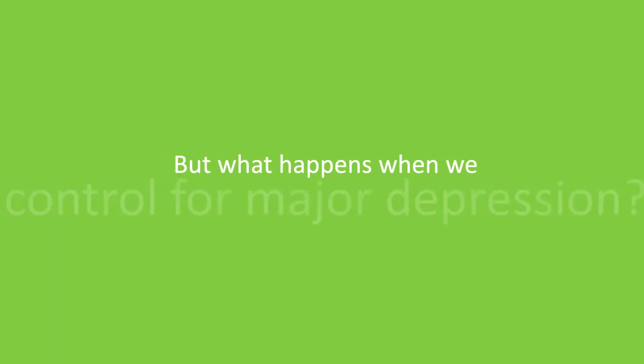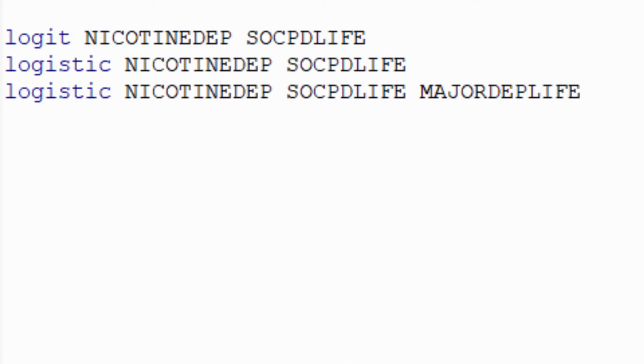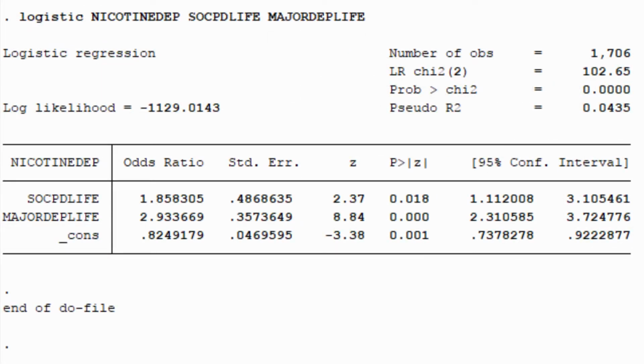But what happens when we control for major depression? Here's the code we use. Logistic, nicotine dep, soc PD life, major dep life. As you can see, both social phobia and major depression are independently associated with the likelihood of having nicotine dependence.